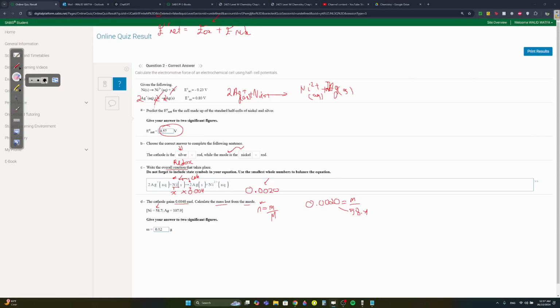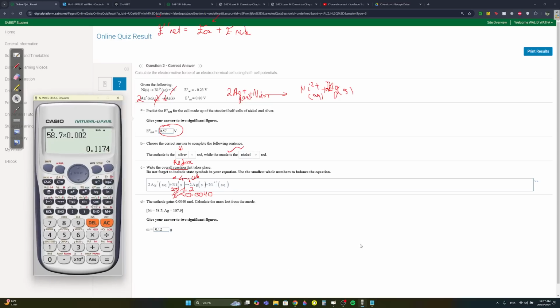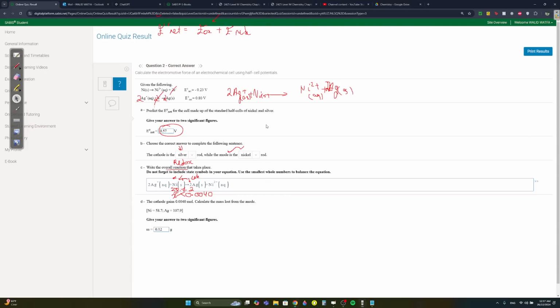Also, instead of finding moles, you could have done this. Ag was 2. It became 0.004. The mass of nickel originally for 1 mole, it was 58.7, right? In the reaction, it's 1 nickel. How much is it going to be? You can cross multiply, and you'd get the same answer. 58.7 times 0.0040 divided by 2, and you would get the same answer.